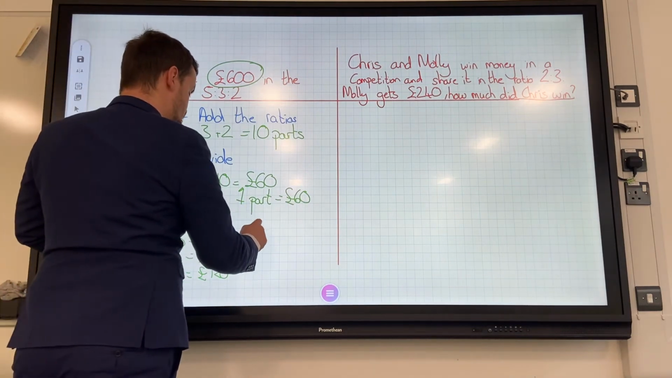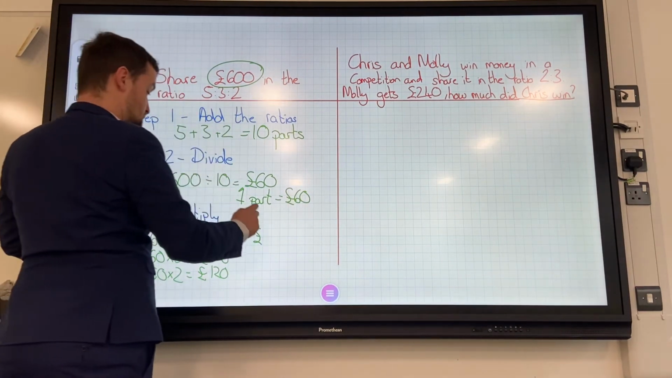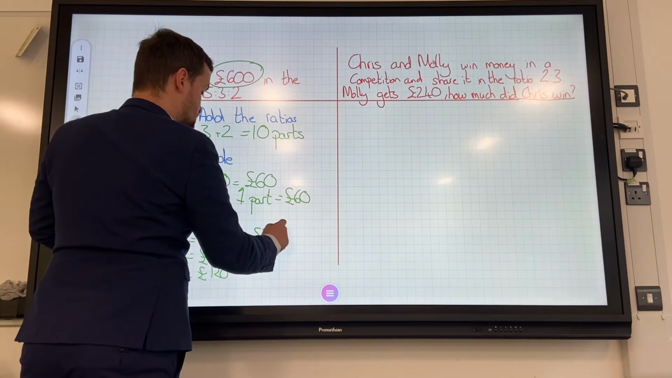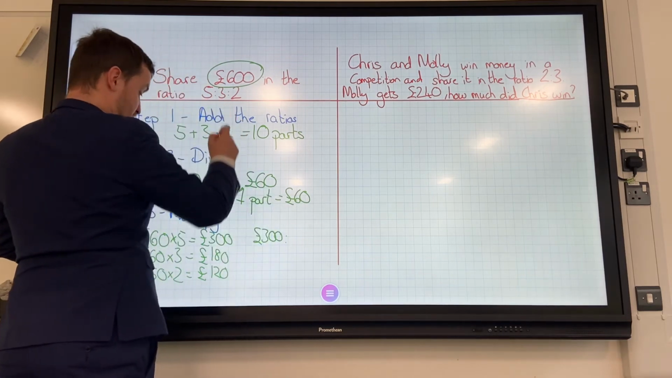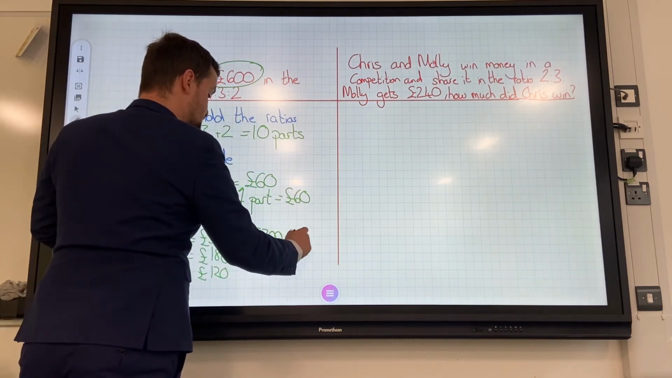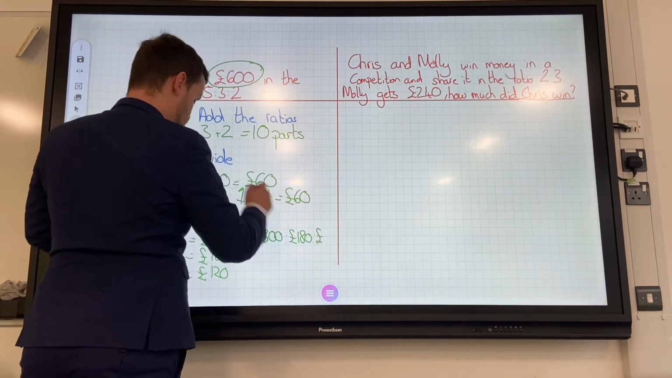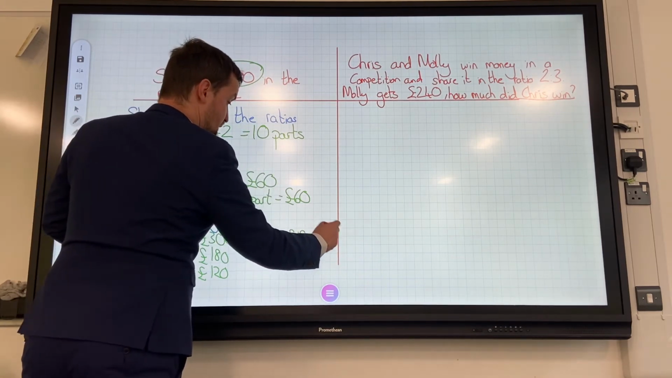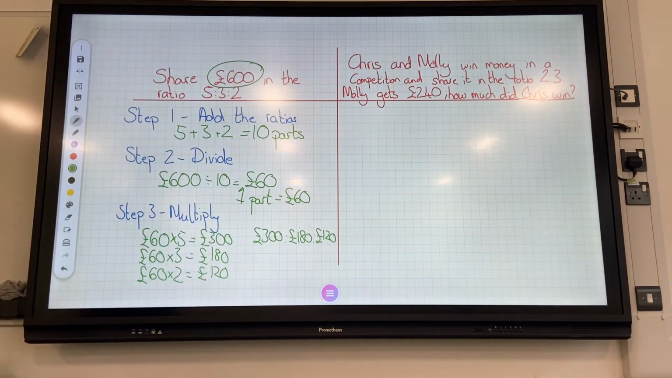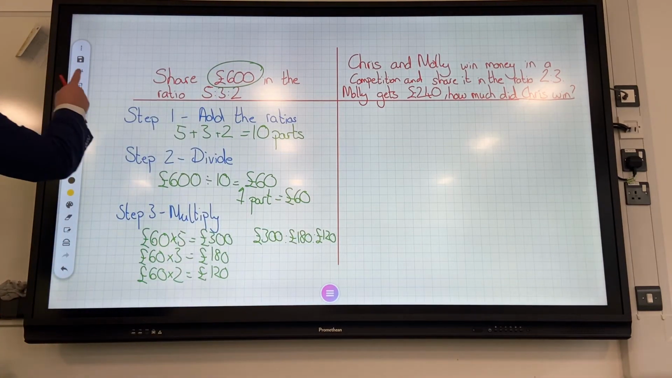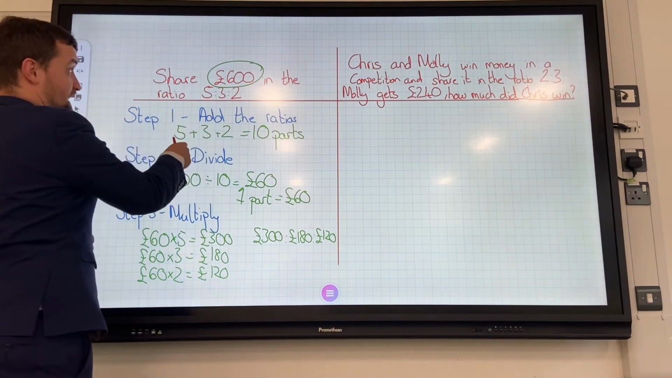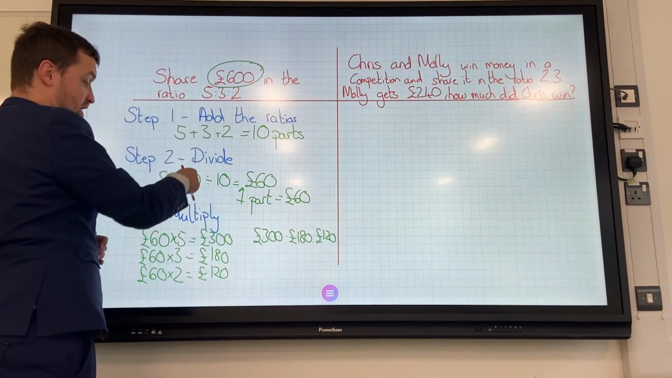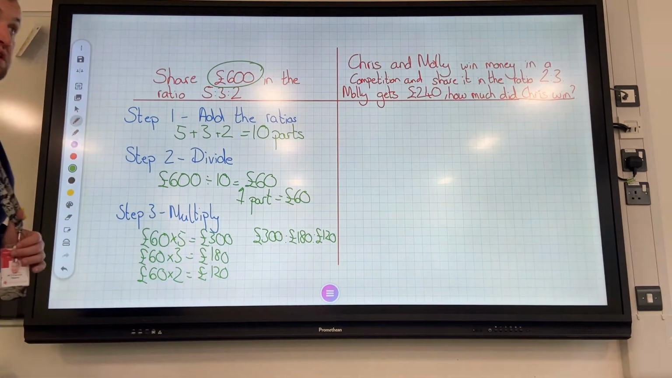the way we finish it off, the 5 parts in the question comes first. So we'd have 300, 3 parts was next, so we have 180, and last, it was the 2, which is 120, okay? So that's how we're going to share in a ratio. Add the ratios, divide the total by the total number of ratios, and then multiply as and what you need.